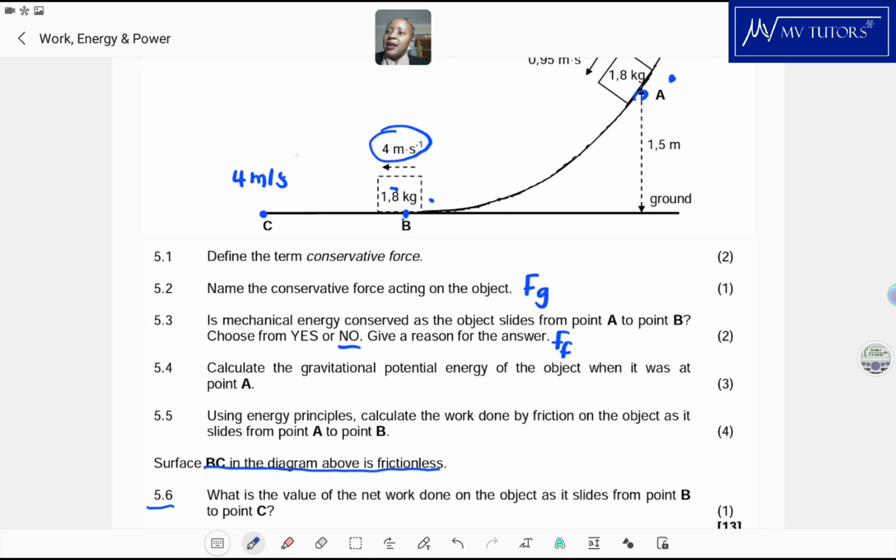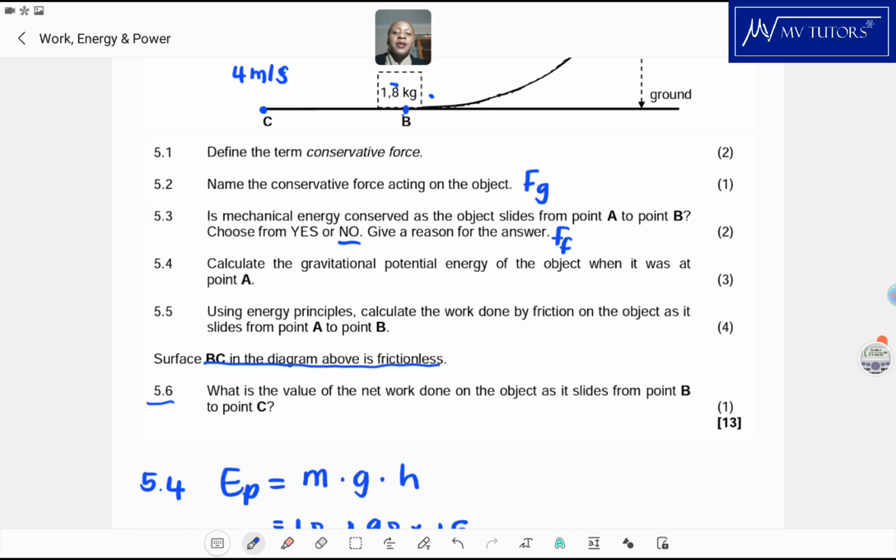So then also the change in kinetic energy, guys, is going to be 0 because the final velocity is 4 squared and the initial velocity is 4 squared. So for 1 mark, really you don't have to calculate, but the value of the net work done will be 0 joules, because the change in potential energy is 0, and also the change in kinetic energy is 0. So the net work is 0 joules.